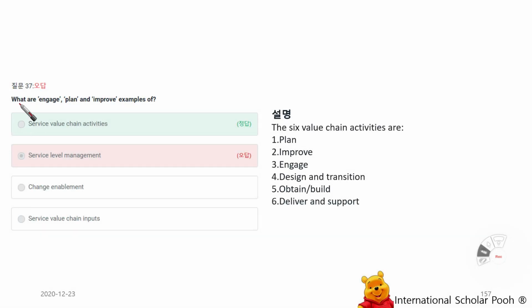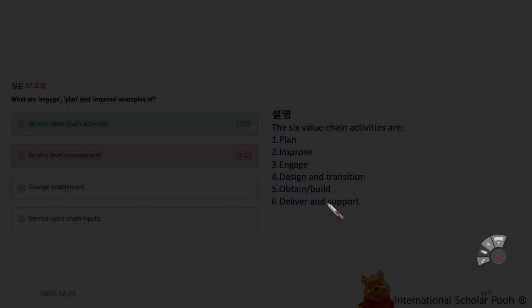Are engage, plan, and improve examples of service value chain activities? The six value chain activities are plan, improve, engage, design and transition, obtain and build, deliver and support.